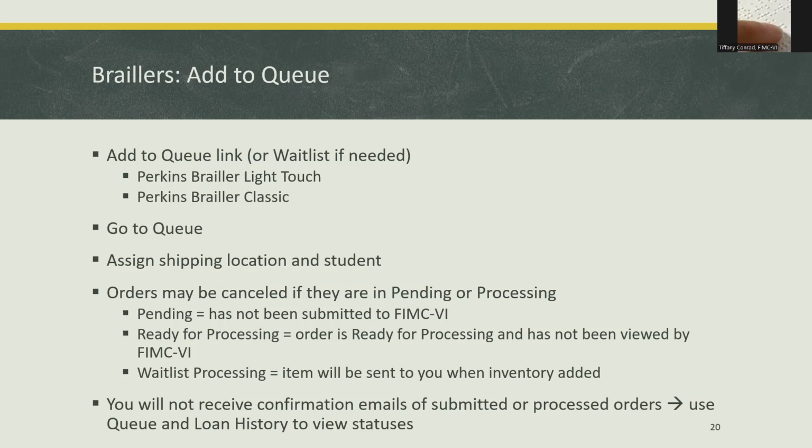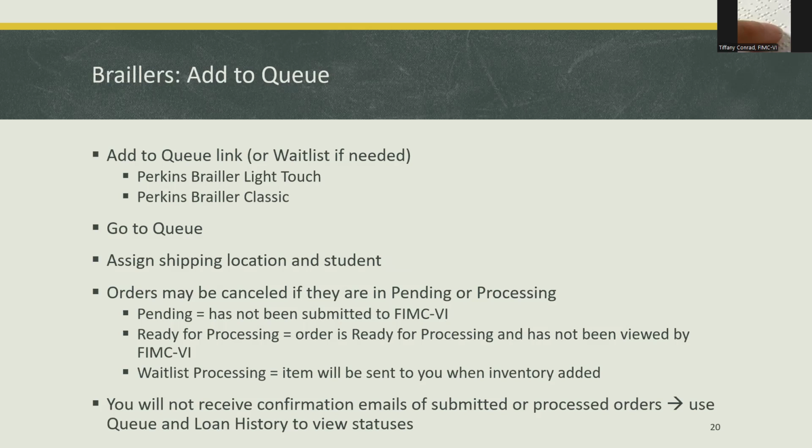So we have the two kinds, the light touch, which is really the only one we buy because that's all APH has anymore. Those are the blue ones, and the serial number starts with LT. Classic ones are gray or green, usually older looking, but not necessarily. We're more likely to have light touch braillers at this point. The classic ones are going to cycle out, but you just pick whichever one you want for your add to queue.